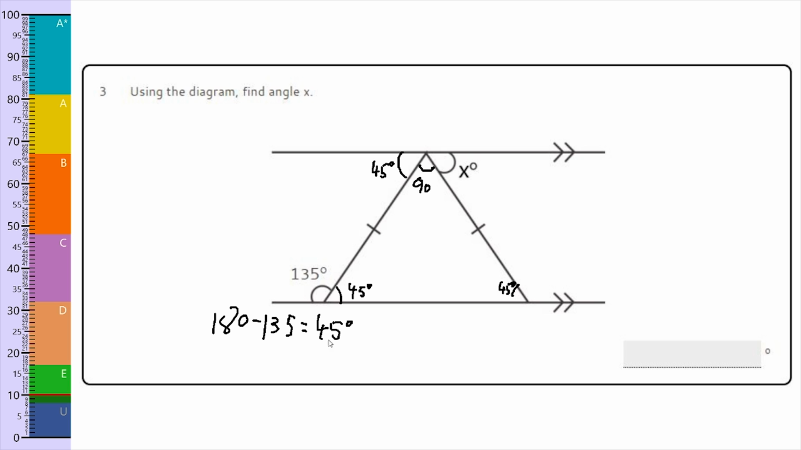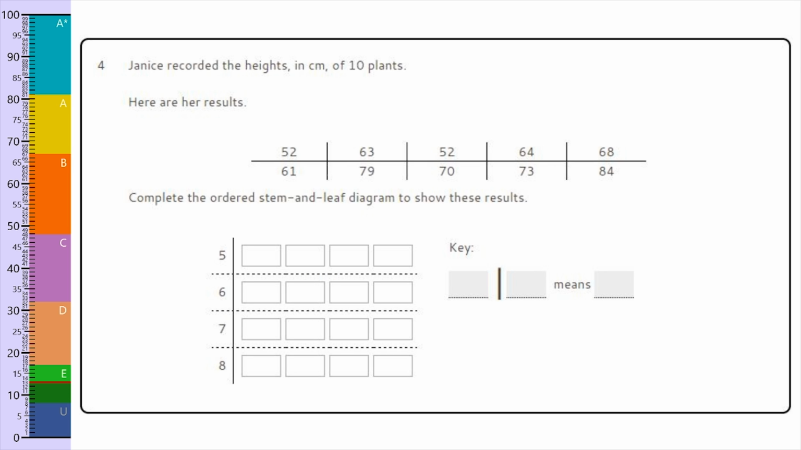Okay, so let's carry on doing it this way. So 180 minus 45 minus 90, and that equals 45. So my answer is 45. Okay. Right, question 4, pause it now, have a go.